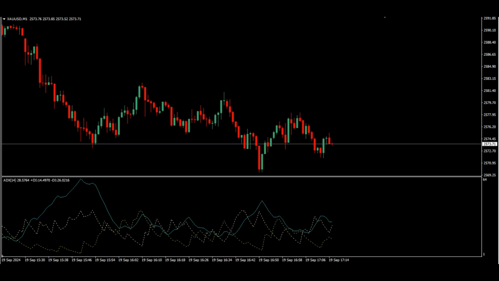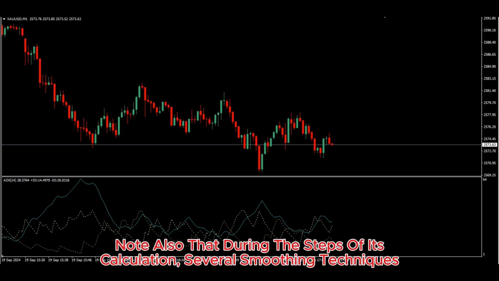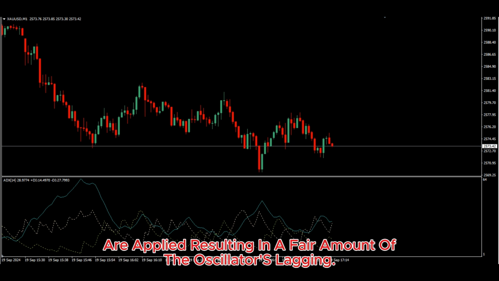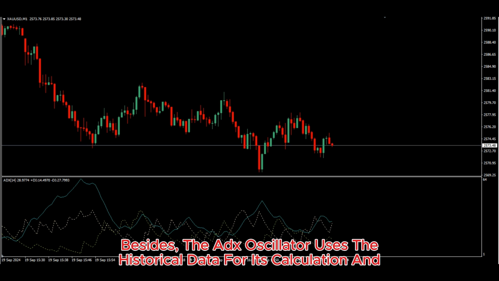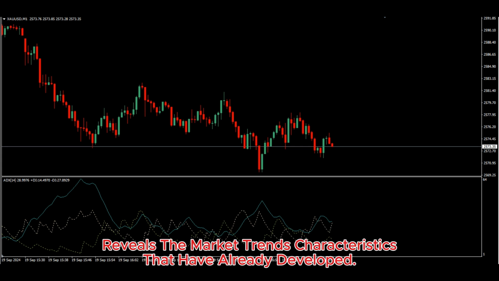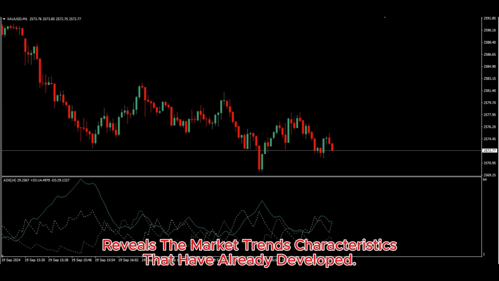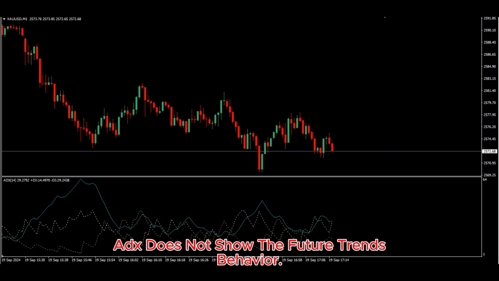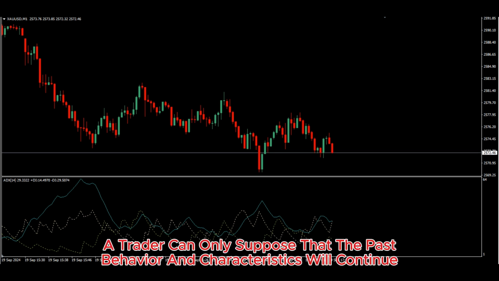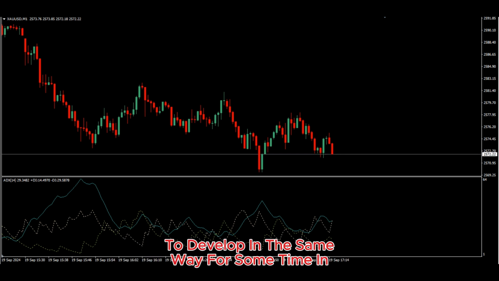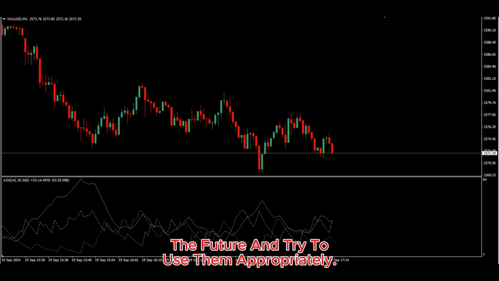Note also that during the steps of its calculation, several smoothing techniques are applied, resulting in a fair amount of the oscillator's lagging. Besides, the ADX oscillator uses the historical data for its calculation and reveals the market trend's characteristics that have already developed. ADX does not show the future trend's behavior. A trader can only suppose that the past behavior and characteristics will continue to develop in the same way for some time in the future and try to use them appropriately.